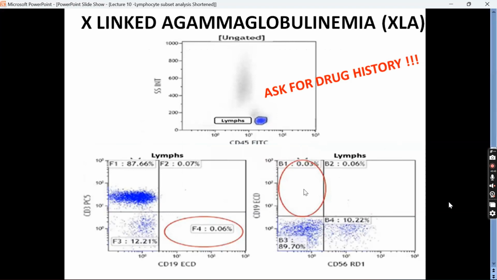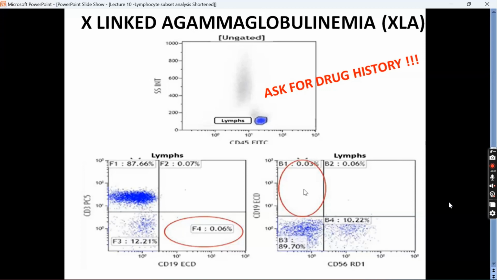So always ask for a history of rituximab. These things have all happened. They give rituximab and they just write lymphocyte subset analysis. So when the technician is seeing it, they say, sir, there are no B cells. One of the registrars called, saying it could be X-linked agammaglobulinemia. Then when we asked for the history, they had given rituximab.